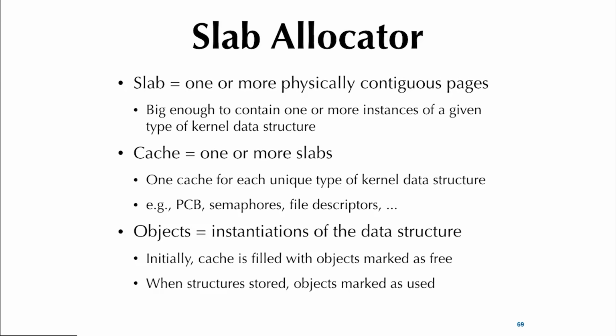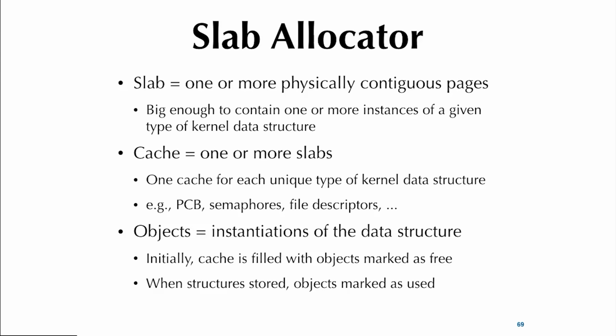Slab allocator is one where you have one or more physically contiguous pages, and the slab will be big enough to contain one or more instances of a given type of kernel data structure. So that's a slab. It's on the granularity of multiples of contiguous pages. Now, a cache, on the other hand, could be one or more slabs. Different slabs in the same cache may be discontiguous, maybe in different places, but each slab has to be contiguous and a multiple of pages.